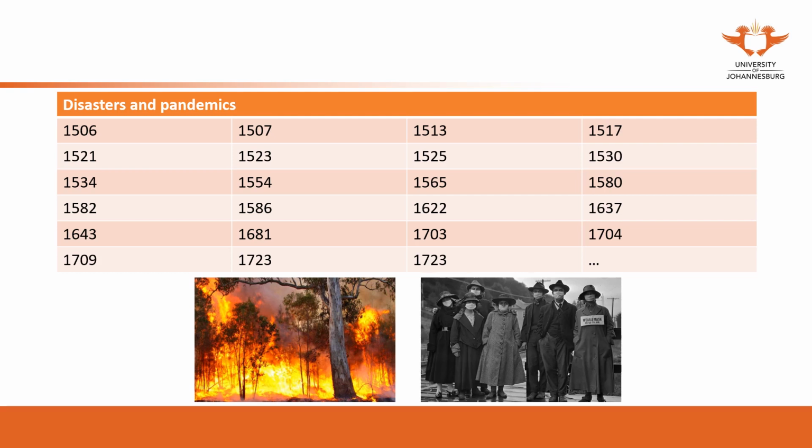In 1506, 1507, 1513, 1517, you see all these years, every 2 to 5 years, there were pandemics or disasters in China. So these social backgrounds helped the development of Chinese medicine and acupuncture. The reason is these pandemics. The causes of these pandemics were mostly related to heat.